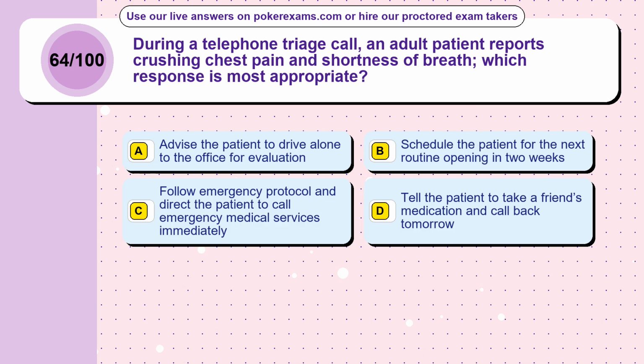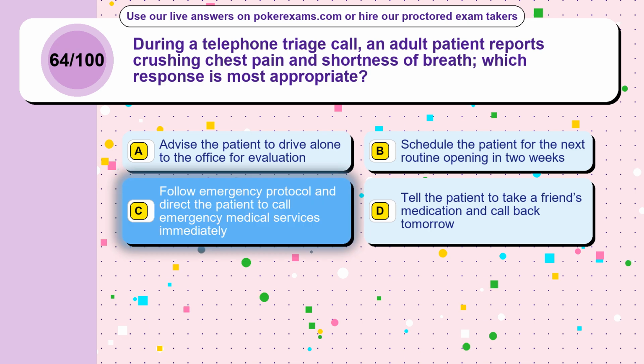Question 64. During a telephone triage call, an adult patient reports crushing chest pain and shortness of breath. Which response is most appropriate? Option A. Advise the patient to drive alone to the office for evaluation. Option B. Schedule the patient for the next routine opening in 2 weeks. Option C. Follow emergency protocol and direct the patient to call emergency medical services immediately. Option D. Tell the patient to take a friend's medication and call back tomorrow.